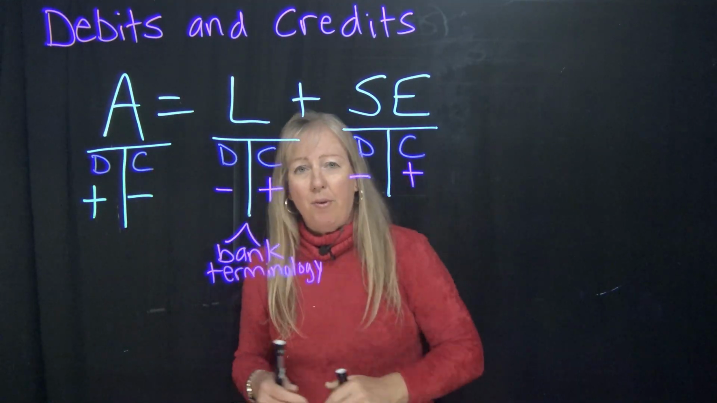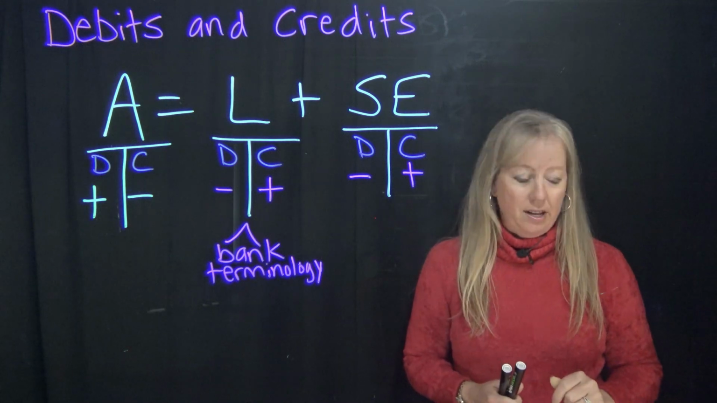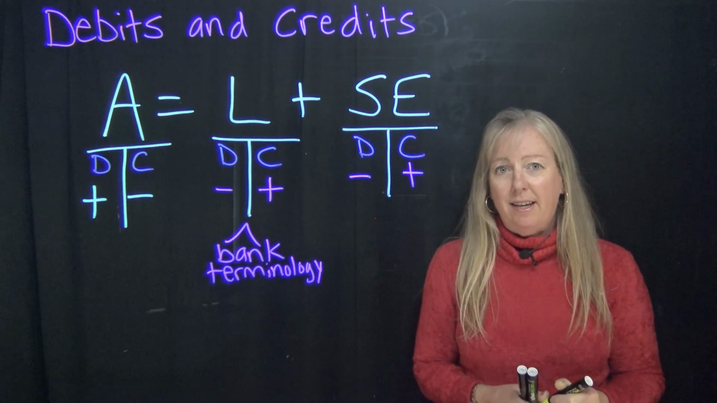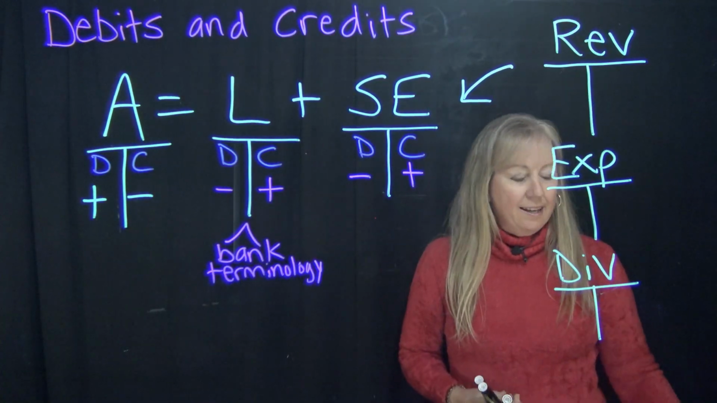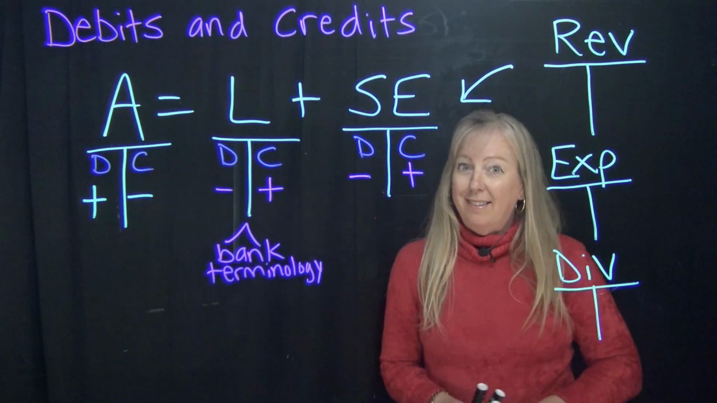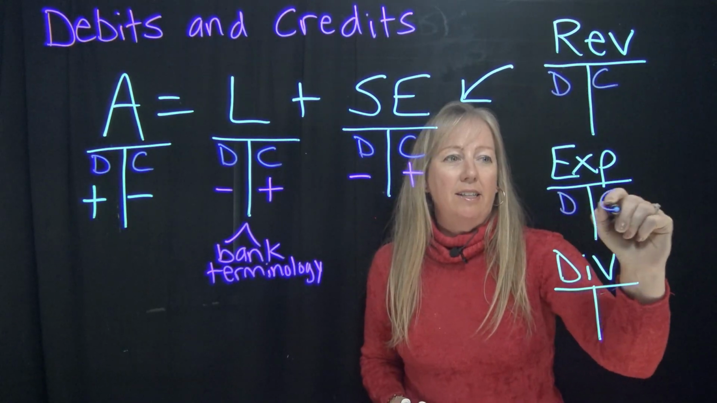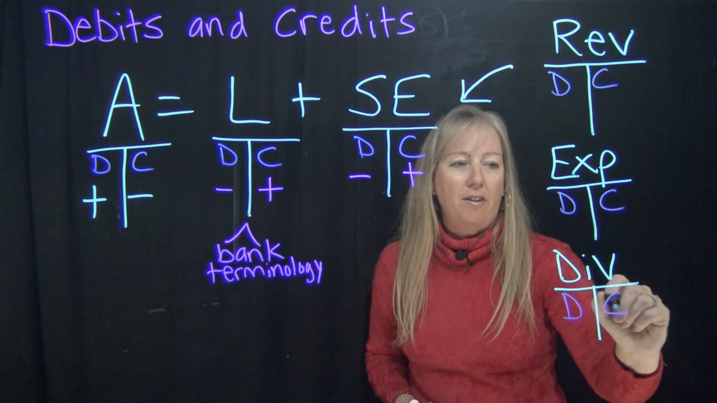Now we need to think of the 3 items that affect our stockholders' equity. The 3 accounts that affect stockholders' equity are revenues, expenses, and dividends. Once again, debits are on the left, credits are on the right. Say it with me. Debits on the left, credits on the right.